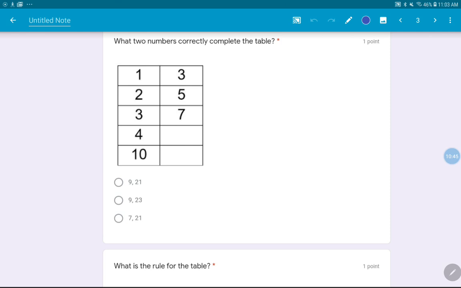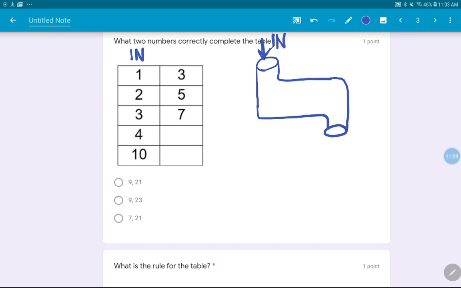What 2 numbers correctly complete the table? So we've got one of these function tables again. And think about that machine. The thing like a meat grinder? It kind of looks like a meat grinder. You're right. So we're going to drop a number in from this side of the table. It's the number we're going to put in. Here's my rule. I'm going to just put a blank because we don't know what that is yet. And when it goes through the machine, something different comes out. And that's what's on this other side.